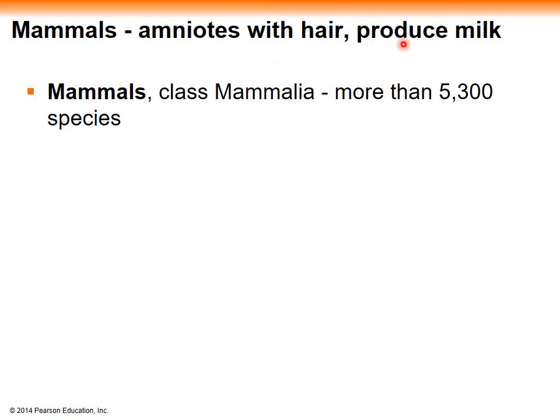And of course, they make milk. So this is called the class Mammalia, more than 5,300 known species, although we add to that list each month, it seems.